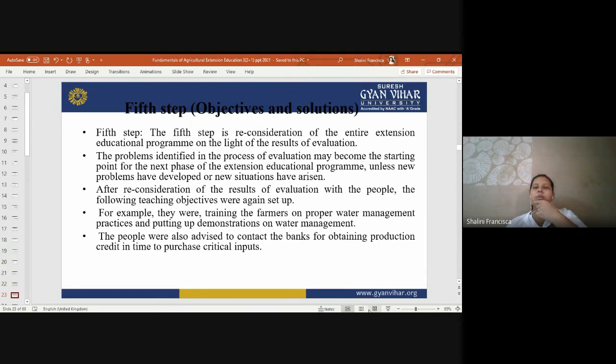The fifth step is about objectives and solutions. After the reconsideration, the entire extension education program is modified in the light of the results of the evaluation. So whatever we have, we will modify after analyzing the situation, the problem, the evaluation, reconsideration, and collection of facts. We have to see all the factors and then come up with another set of objectives and solutions that will work going forward, or how to modify the existing thing.